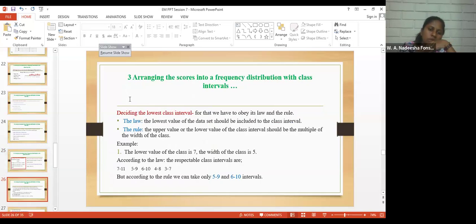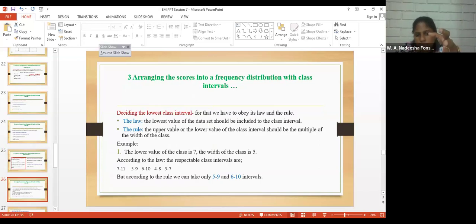Then you have to decide the lowest class interval. To decide the lowest class interval, there is a law and also a rule. According to the law, the lowest value of the dataset should be included in the class interval.